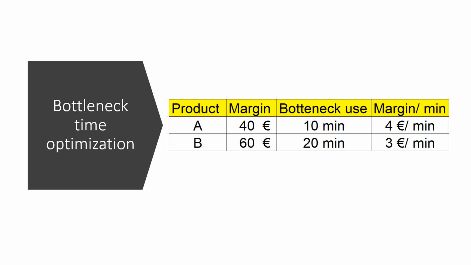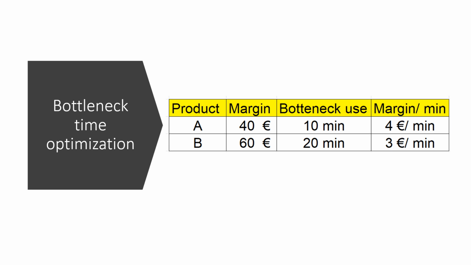We have already noticed that the bottleneck in this line is test. It is limiting the effective capacity of the whole line. The use of bottleneck time is, therefore, a critical factor we should consider to optimize the line. We need to ask ourselves, how much bottleneck time is consumed to obtain a €40 margin in product A, and the same for product B.